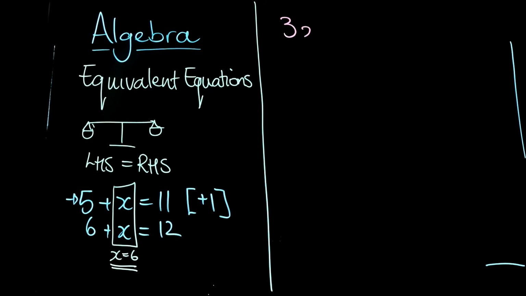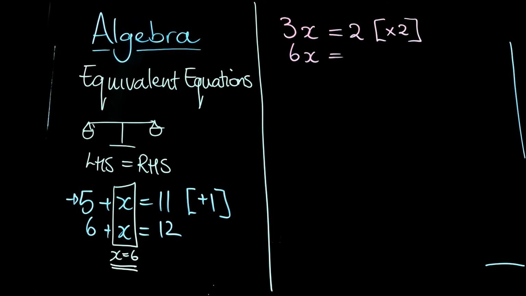Let's try this. We've got 3x is equal to 2, and we're told to multiply this by 2. So how's that going to look in our new equation? Well, we're doubling everything here. Timesing by 2 is the same thing as doubling. So that turns into 6x, and that's equal to 4. Okay, so it's a little bit hard here to see what the value of x is, but we can do it.